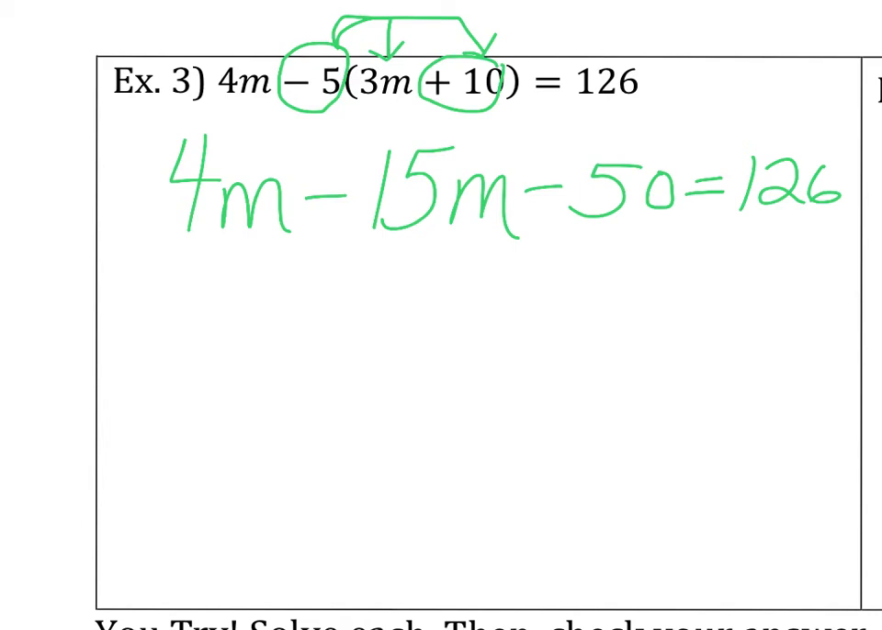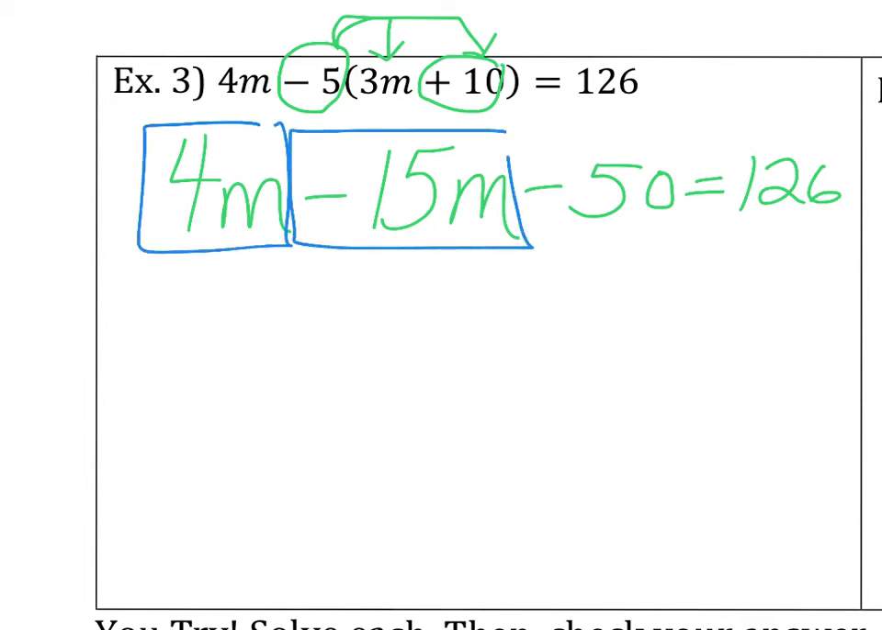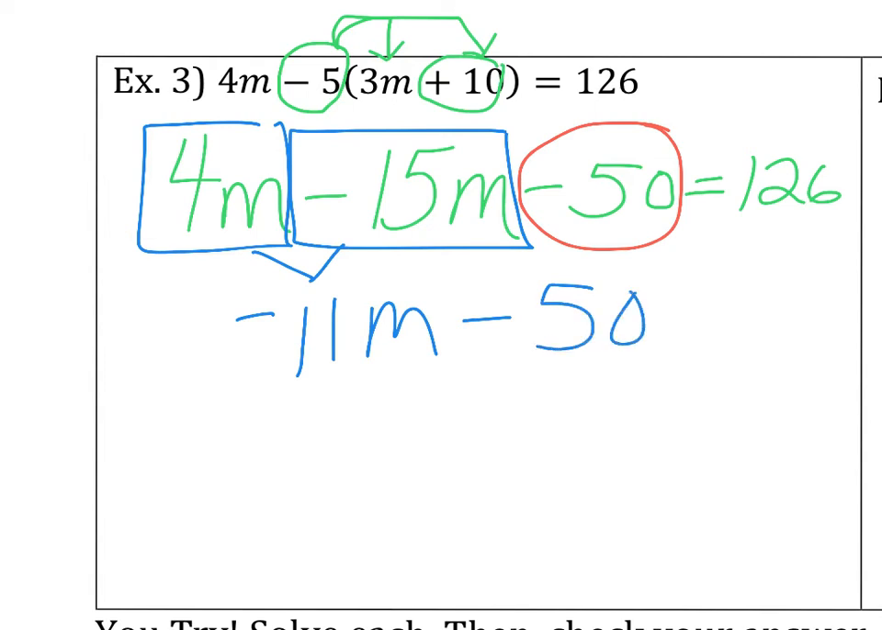Box and circle. All right, let's look at, we have 4m. I'm going to include the sign in my box here. 4m minus 15m. All right, we only have one constant over here. So let's see, what do we get when we combine 4m minus 15m? That's going to give you negative 11m. Bring down that negative 50 equals 126.